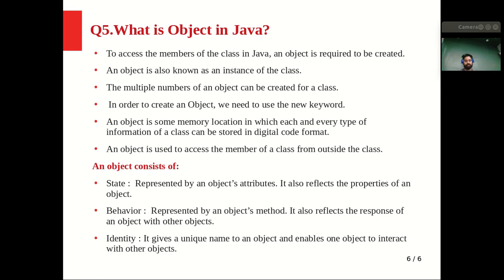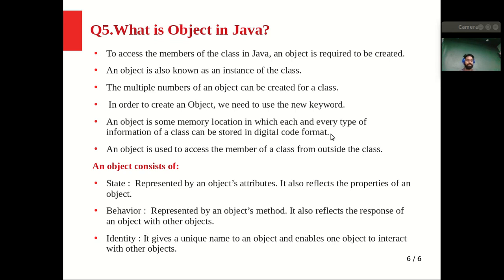As we have seen a few minutes ago, we created the object of the Human class by writing Human, then the instance name equals new. So we have used the new keyword, and then we have used the constructor of that Human class, right? So with the help of the new keyword we create the instance or the object of a class. An object is some memory location in which each and every type of information of a class can be stored in a digital code format.